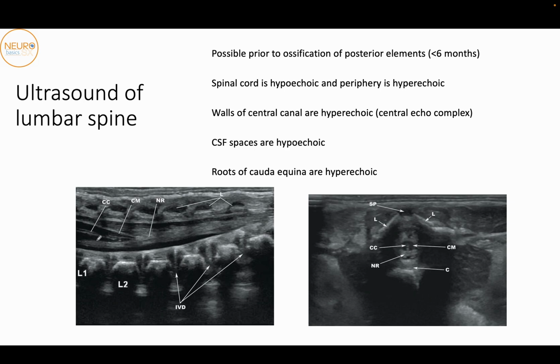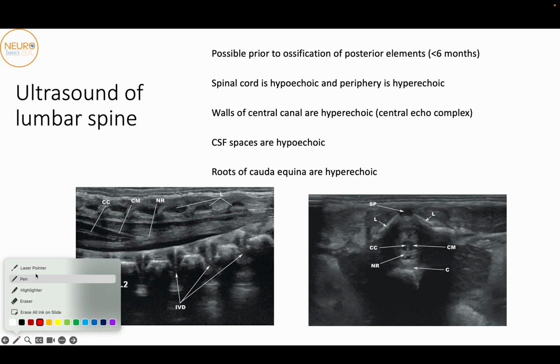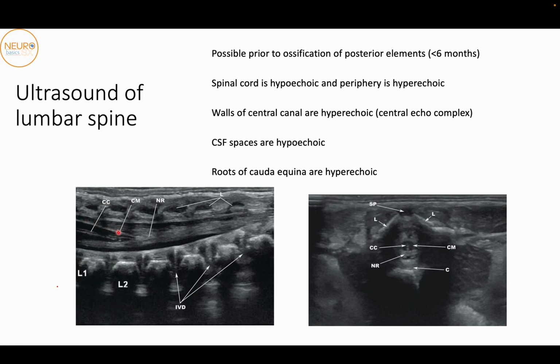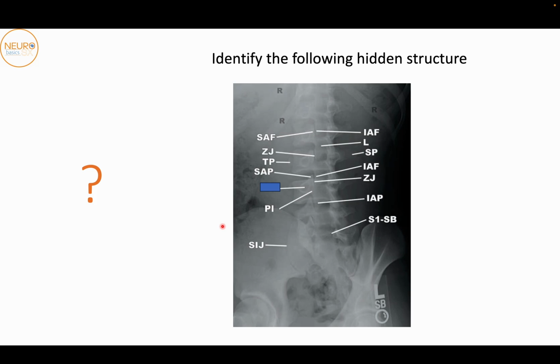As you can see in this ultrasound, the spinal cord is here, so this is a spinal cord. It appears more or less hypoechoic. The spinal cord parenchyma is hypoechoic, but the central canal is hyperechoic, and the border of the spinal cord is again hyperechoic. The nerve roots are all hyperechoic, and the subarachnoid space with CSF is hypoechoic. So when you don't have ossified posterior elements, you can see all these. Right, so that is about the lumbar spine.